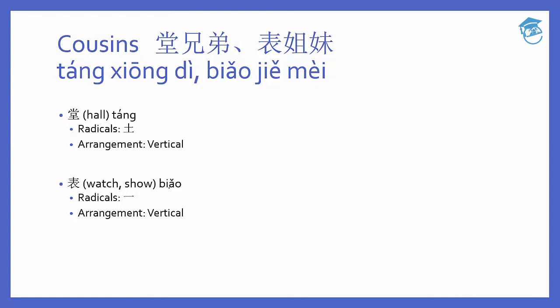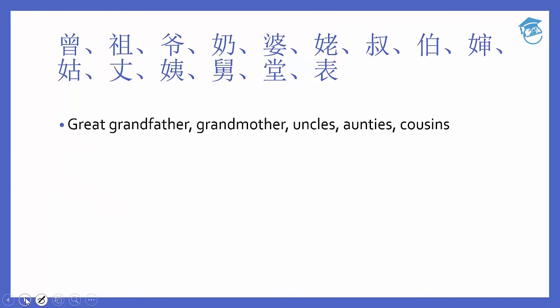This is the pinyin 表, and the radical is the horizontal stroke. The arrangement is vertical. Let's look at how to write 表. 1, 2, 3, 4, 5, 6, 7, 8. 8 strokes for this word, 表. So that's the end of the lesson.